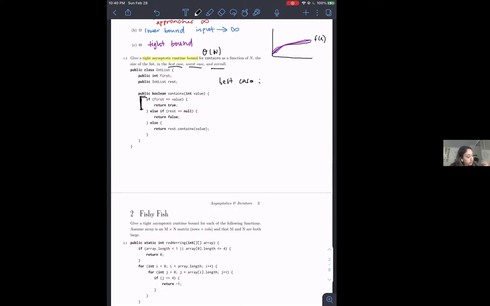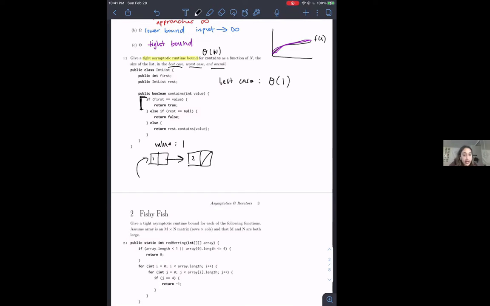So in our actual best case, we're going to get a linked list that looks like this. So let's say this is our linked list. So this is 1 and 2. And you're looking for the value 1. Then it's just going to look at the first element, find that it's 1, and then return true. So in your best case, this can actually be done in constant time, where you just have to look at one element and you're done. So that's why our best case is going to be theta 1.